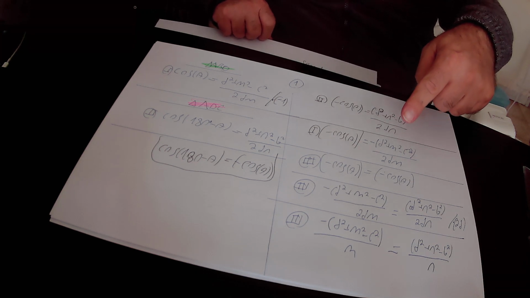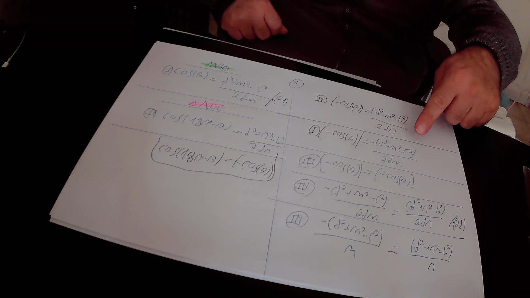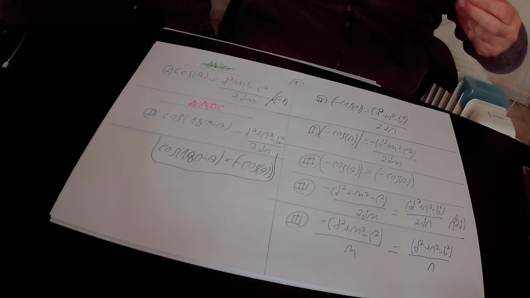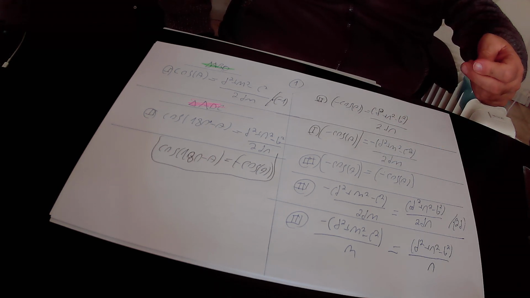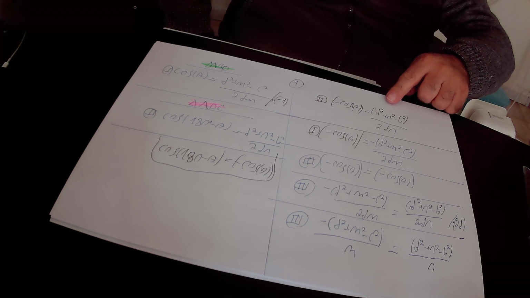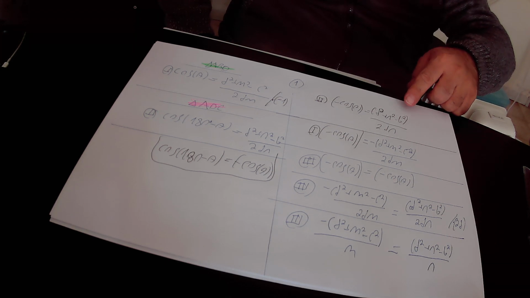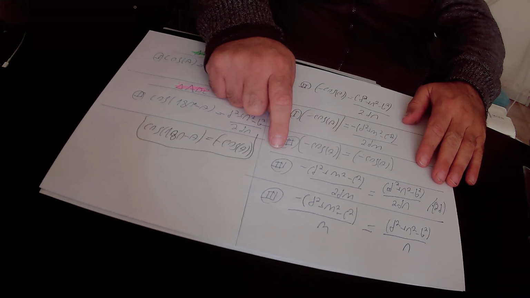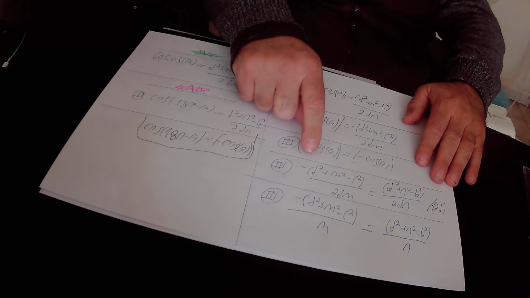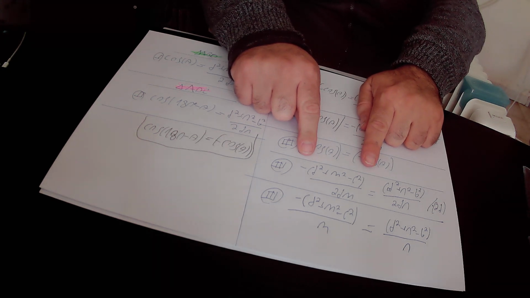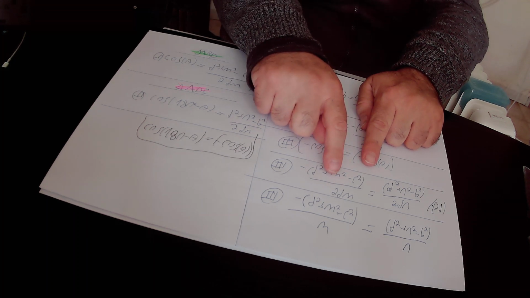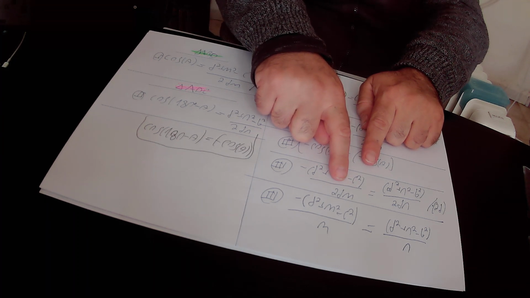Cosine theta according to equation number 1 equals d squared plus m squared minus c squared over 2 times dm. And it must be equal to cosine theta according to equation number 2, which equals d squared plus n squared minus b squared over 2 times dn. Then we multiply equation number 3 by 2d. On this side we have 2d over 2dm. Here the 2d gets cancelled, and we are left only with m in the denominator.